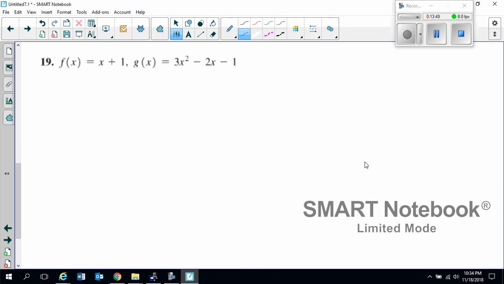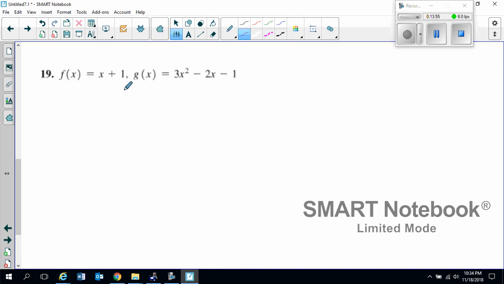And so if we look at this next one, once again, there won't actually be any domain issues on this one, but we will have some on the next one. But if you look here, there's no restrictions on your domain for f or g. F, once again, is just a line, and if you look at g, that's a parabola, if you remember those. So there are not any restrictions. And so we'll go ahead and start out with f of g of x.